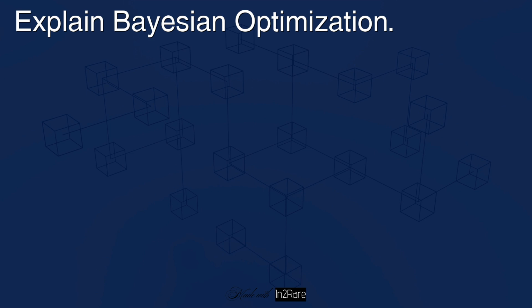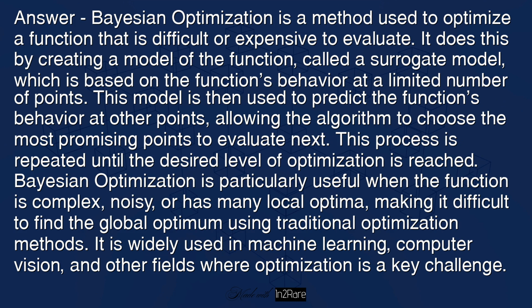Explain Bayesian optimization. Answer: Bayesian optimization is a method used to optimize a function that is difficult or expensive to evaluate. It does this by creating a model of the function, called a surrogate model, which is based on the function's behavior at a limited number of points. This model is then used to predict the function's behavior at other points, allowing the algorithm to choose the most promising points to evaluate next. This process is repeated until the desired level of optimization is reached.